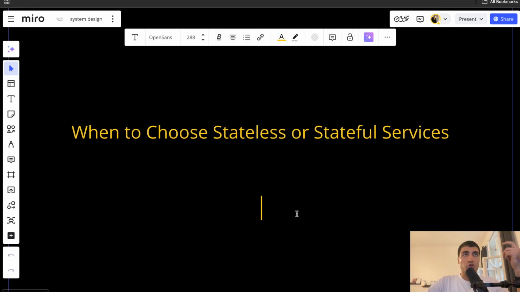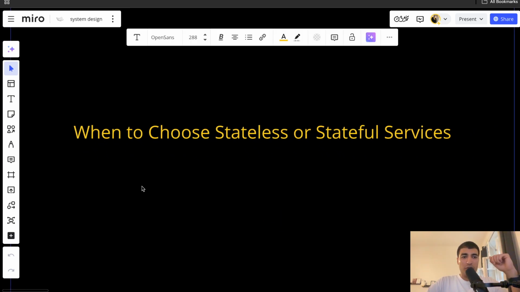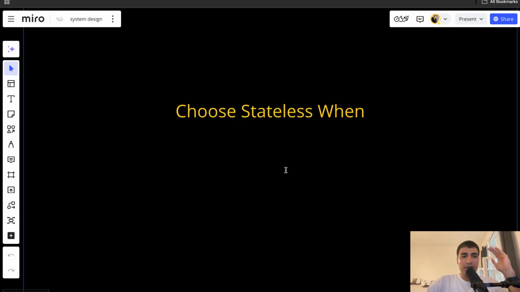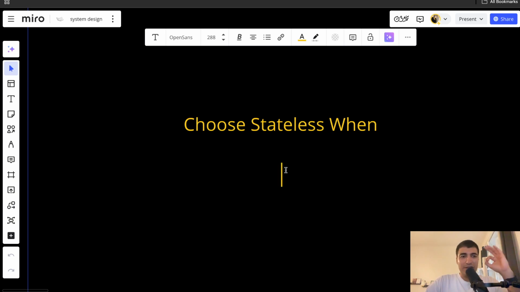Let's talk about when to choose stateless or stateful services. You should choose stateless when: first, scalability is a priority and you want to handle large numbers of independent requests. Second, the service's functionality can be fully captured in a single request-response cycle. Third, you're building an API or service that's part of a microservices architecture where each service is responsible for a single atomic operation.